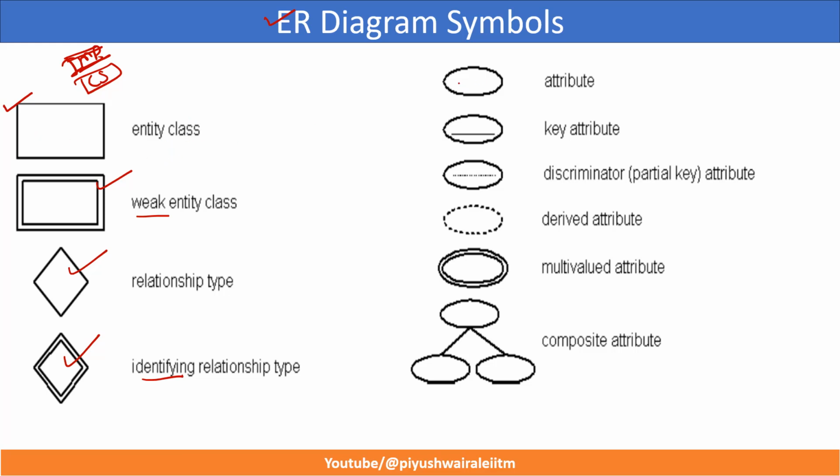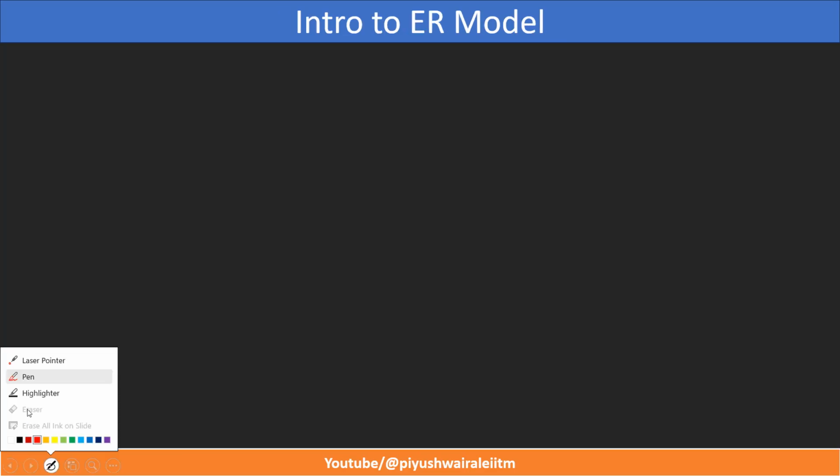Now attributes are indicated by an ellipse. Key attributes are indicated by an ellipse with an underline. Then we have discriminator or partial key attributes, indicated by an ellipse with a dotted line. Then we have derived attributes. Then we have multi-valued attributes indicated by a double ellipse. Then we have composite attributes like this. Now we'll see what the different types of attributes are.